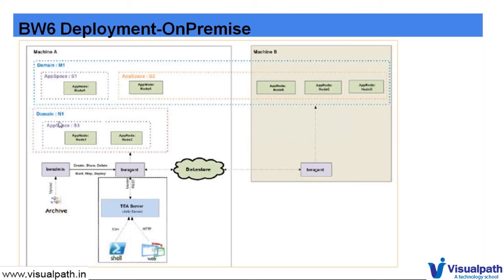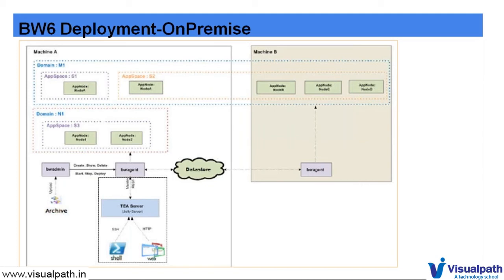So if you see, this is a domain N1, which is limited to a single machine A, and that domain N1 has one app space which has two app nodes. But this domain can span several machines also.